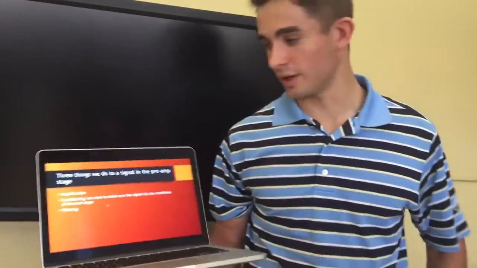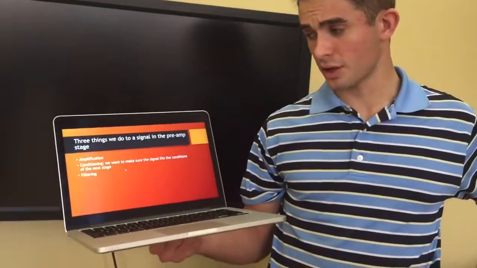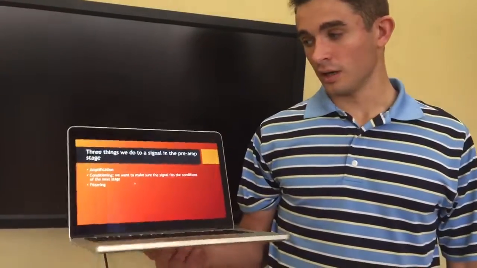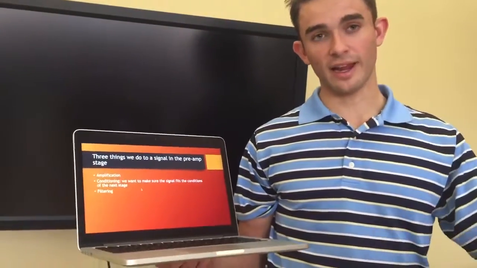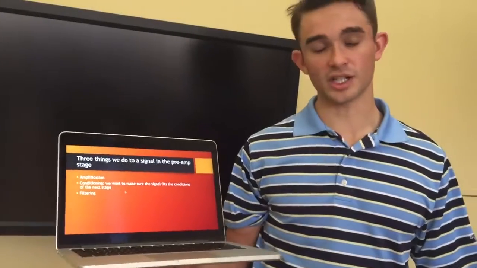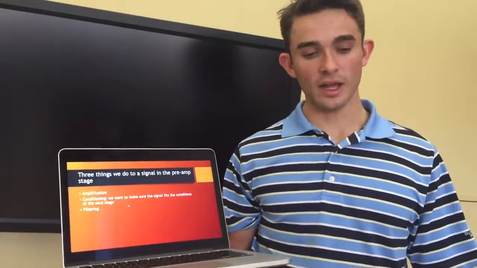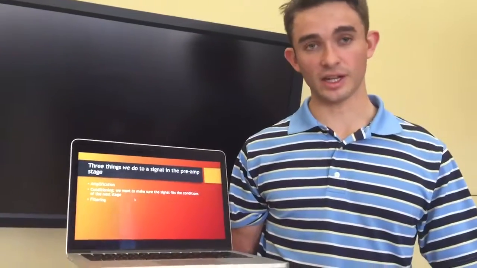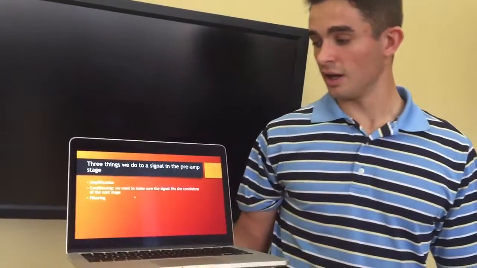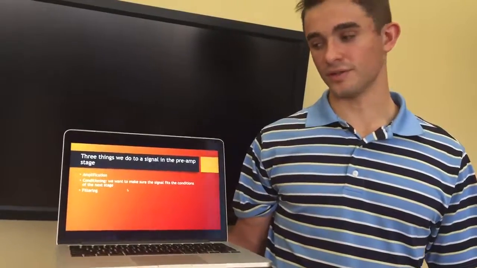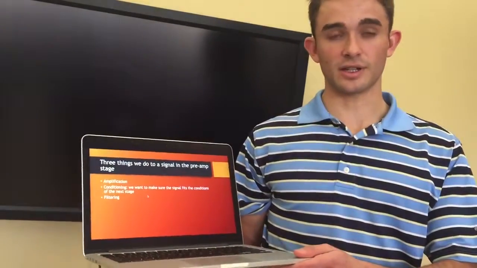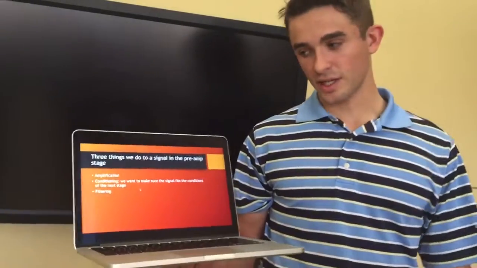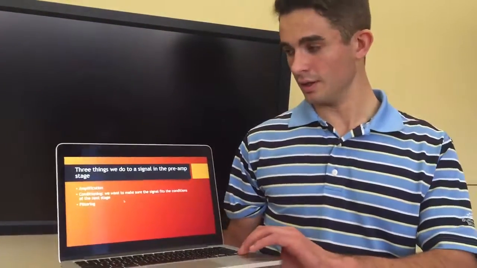All right, so now let's move on to the preamp stage. There are three things we do in the preamp stage. We amplify the signal, meaning we adjust the gain of the signal. The second thing is we need to condition the signal, which means making sure the signal fits the parameters of the next stage. So if we have a preamp, we need to condition it to make sure it meets the parameters of the local oscillator, which it will be fed into next. The third thing we do is filter the signal. Usually our signal accumulates noise as it moves through each stage, so we need to filter out the noise.